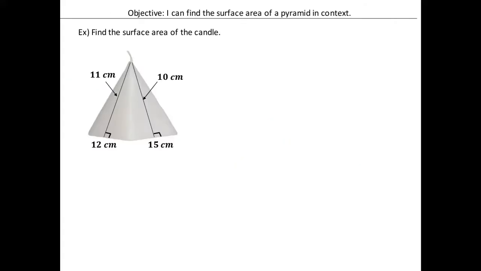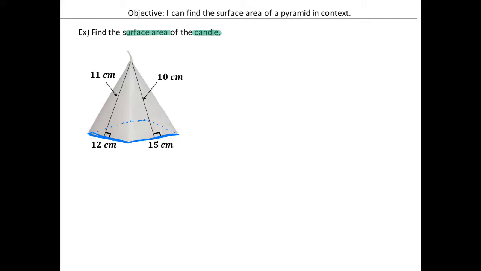Okay, so let's go ahead and look at our first example here. Our first example says we have to find the surface area of the candle. So if I look at the candle, looking at the base, that's basically what you want to check first, the base. So this base, notice I have 12 by 15 on this side. So is that going to be a square or a rectangle? What do you guys think? It's 12 like this, 15 like this. So it's going to be a rectangle because the sides are not the same, right?